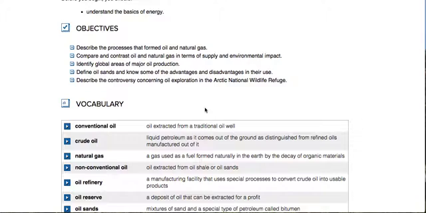So again, these issues are going to be issues that you might be able to look at as a student and say, they don't really impact me. But as you get older and as you become independent adults, these are going to be issues that are going to play a role in your lives.